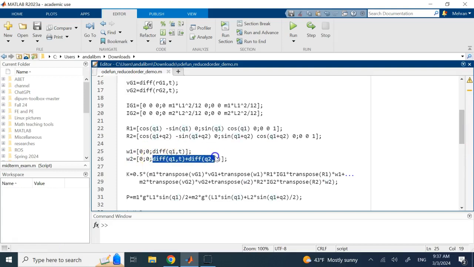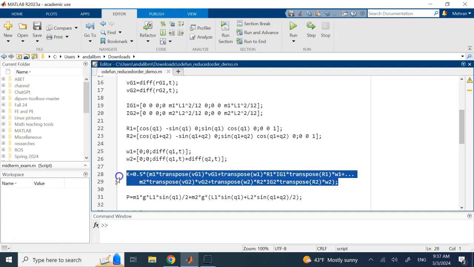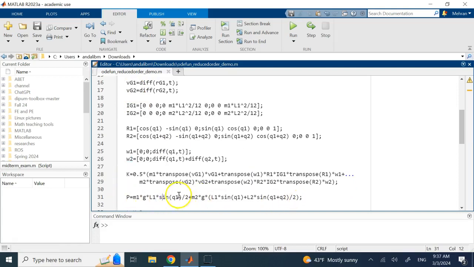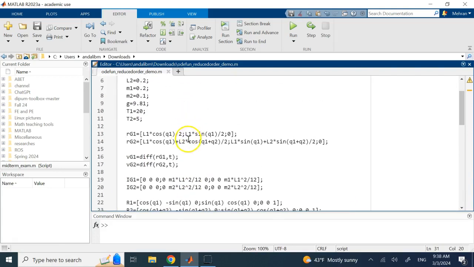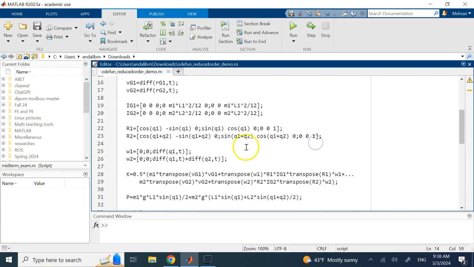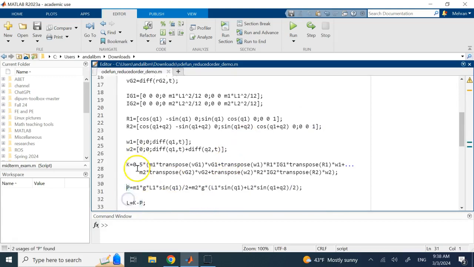And the second one is Q1 dot plus Q2 dot, that is omega 2. So now when I plug in everything here, I can get my kinetic energy and potential energy. Again, it is mgy for each member added together. And here you see this is y of the first centroid, and then the y of the second centroid is plugged in right here. Okay, so that is my potential energy.